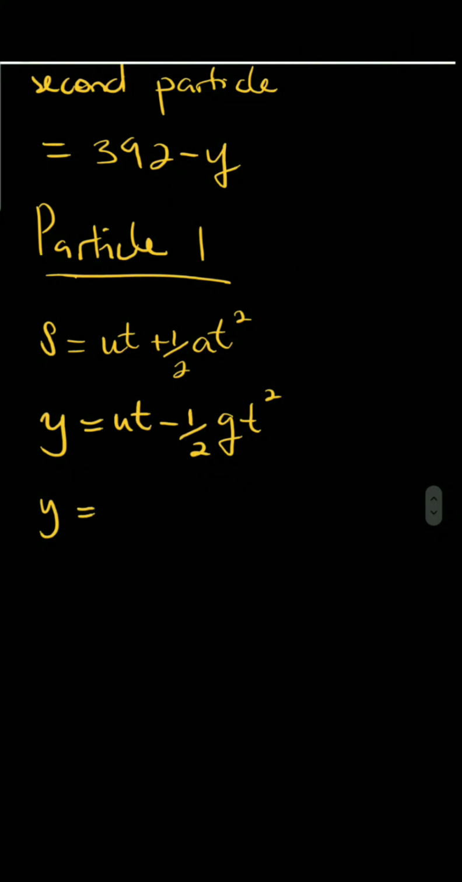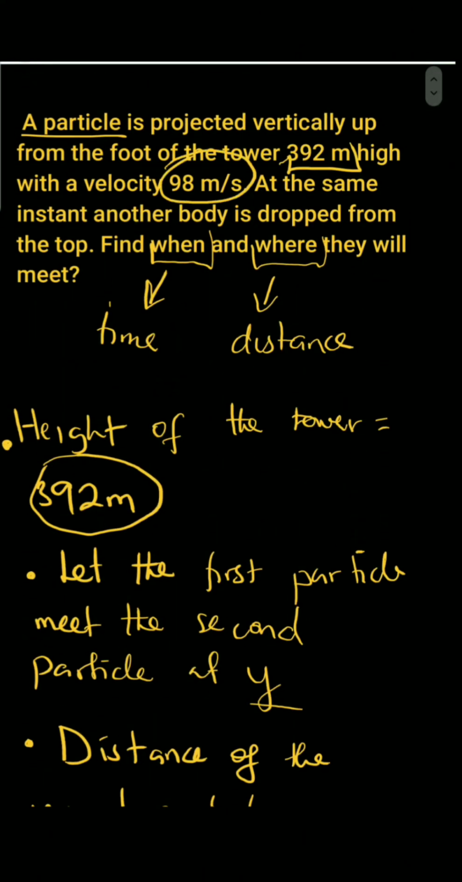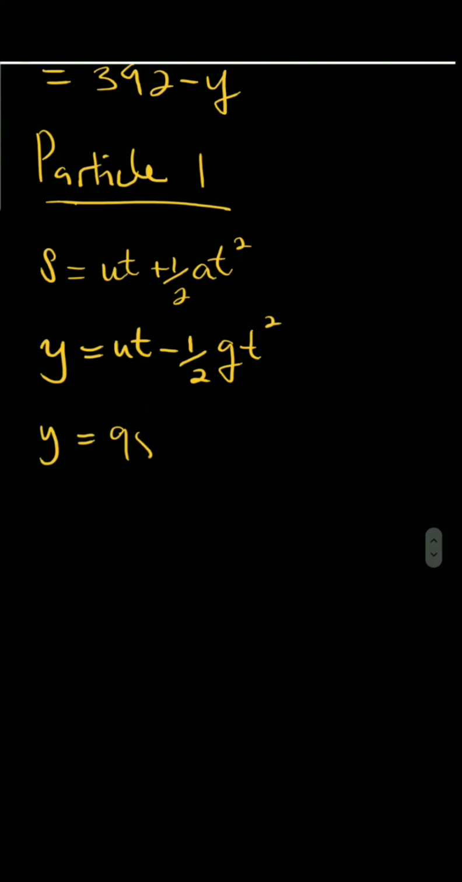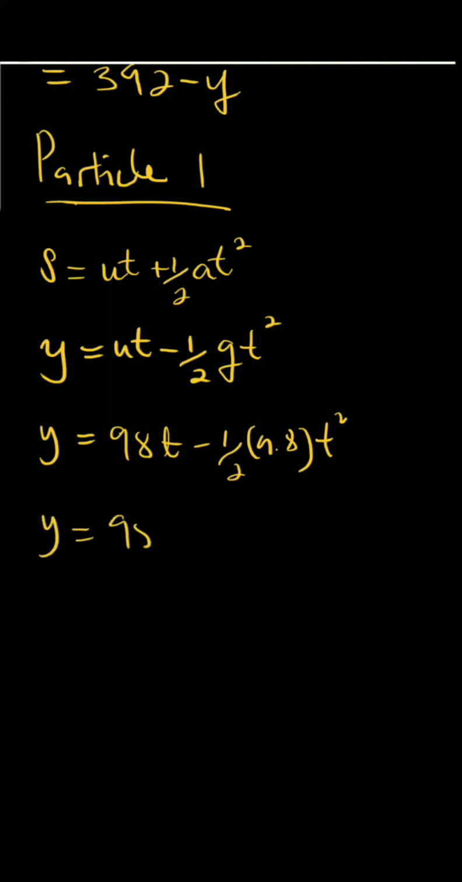Thus y will be equal to the initial speed, 98 meters per second, the one in the question, times t, since we don't know the time, minus half g, which is 9.8, multiplied by t squared. This further simplifies to y equals 98t minus 4.9t squared, dividing 9.8 by 2. This will be labeled as equation 1.